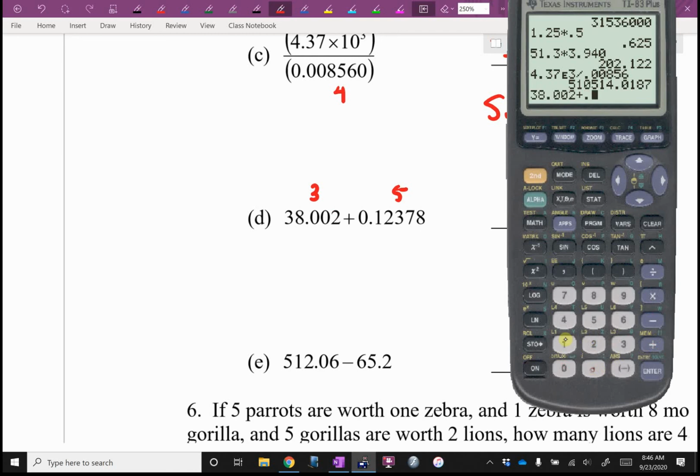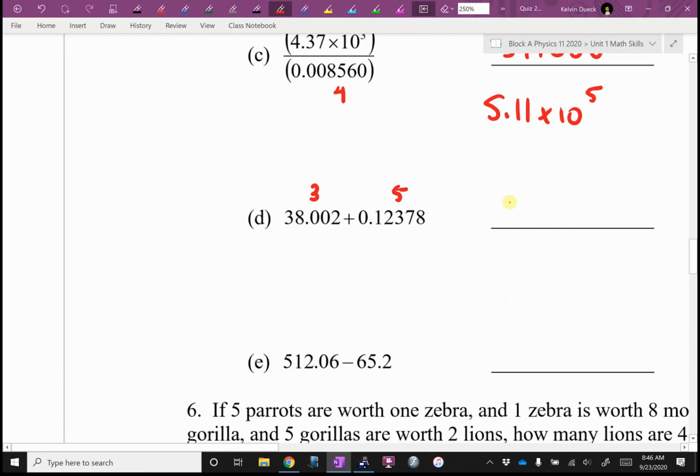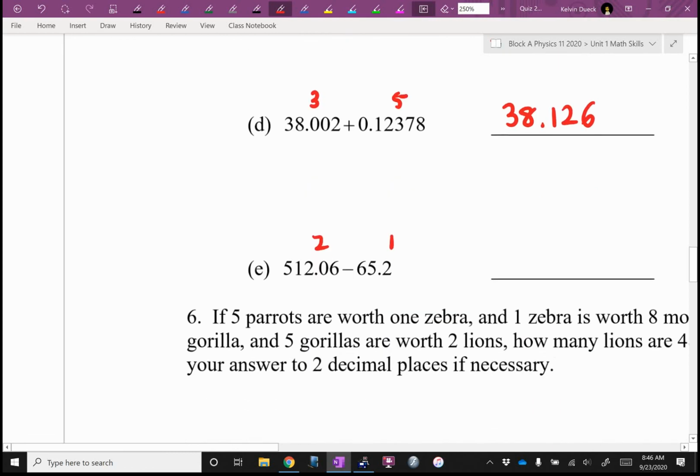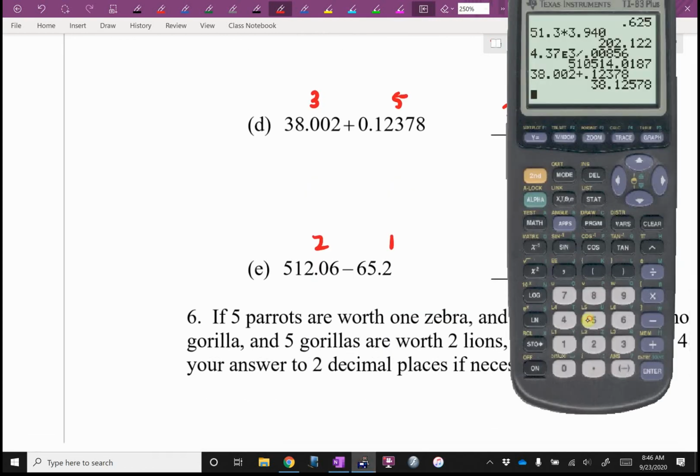38.002 plus 0.12378. 38.126. Two decimal places, 1 decimal place. I'm going to go to 1 decimal place. 512.06 minus 65.2. What did I say? 1 decimal place, so 446.9.